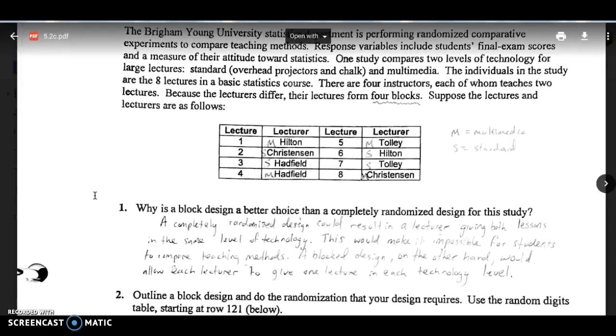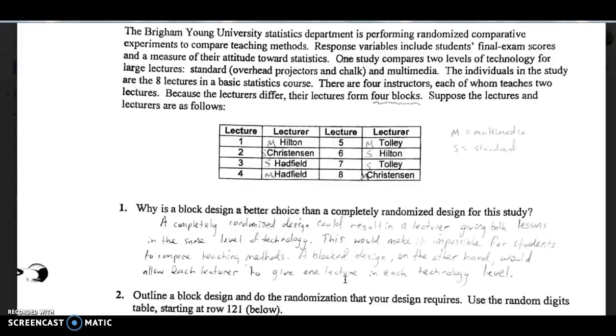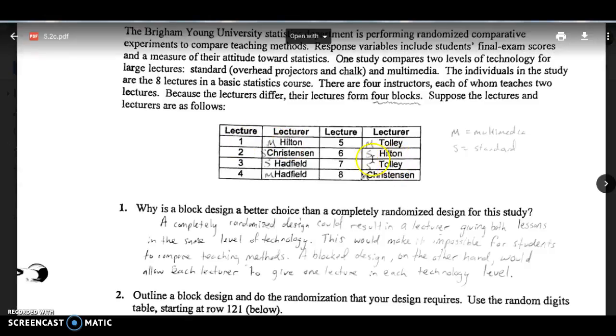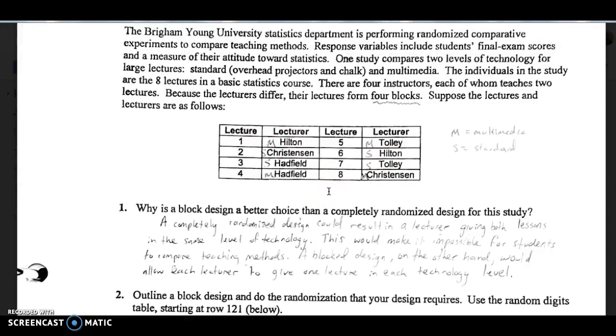So basically what I said was that a completely randomized design could result in a lecturer giving both lessons in the same level of technology. Either they're both standard lectures or they're both multimedia. This would make it impossible for students to compare teaching methods. A block design, on the other hand, would allow each lecturer to give one lecture in each technology level. So if Hilton had lecture 1 and lecture 6, then we need to randomly pick their first lecture to be one of the 2 styles, so therefore their other lecture will be automatically the other of the 2 styles.